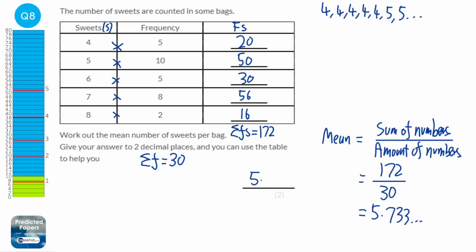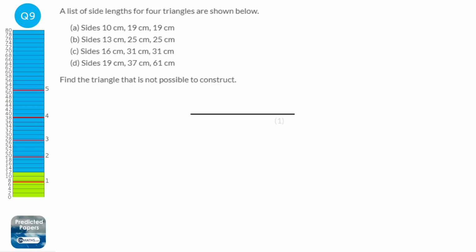For each of these options, try and construct in your head the triangles that would be made from these lengths. And I'm going to give an example for option D. And I'm going to construct my triangle just with sticks. So we're going to start off with our first stick, which is 19 centimeters. Then we're going to do another stick, which is going to be 37 centimeters.